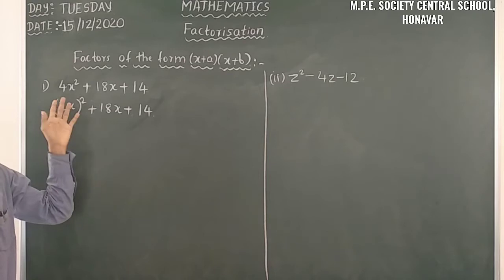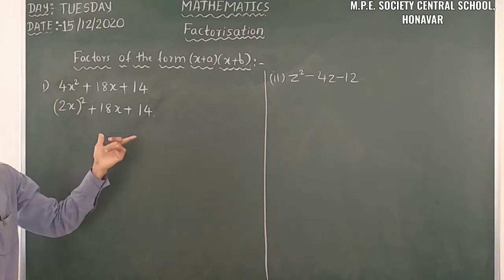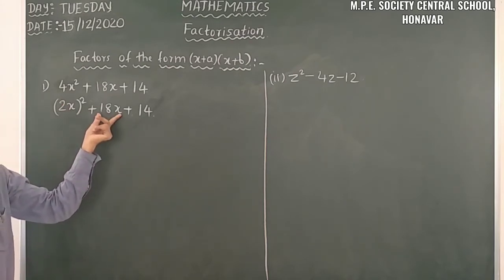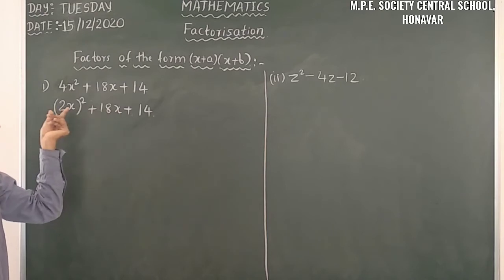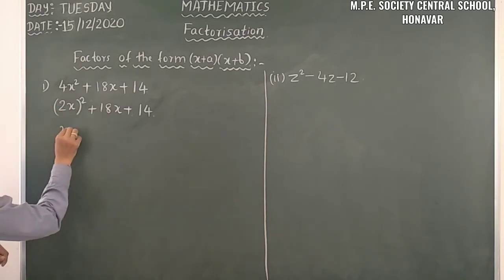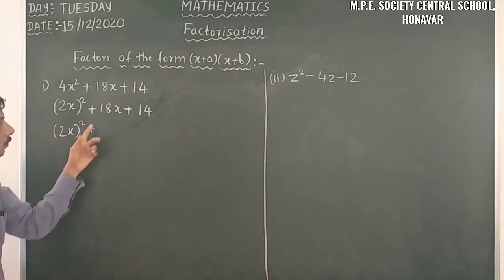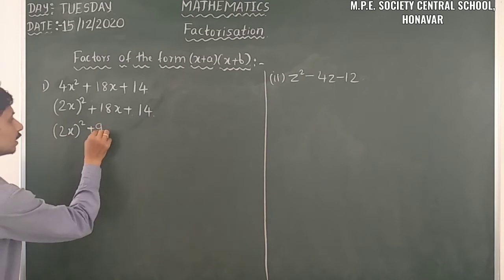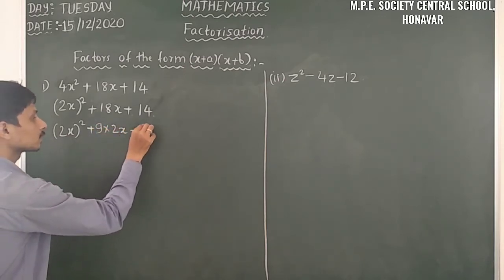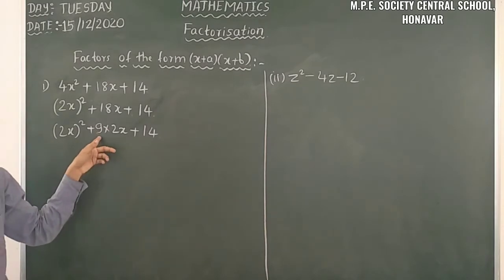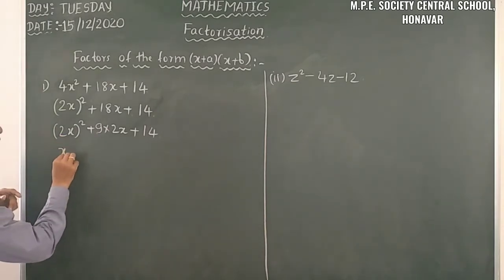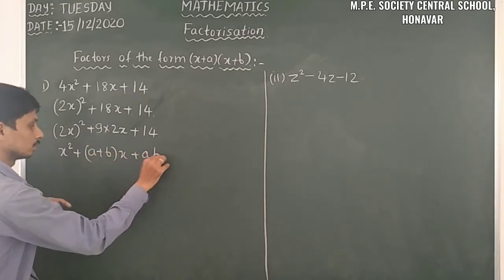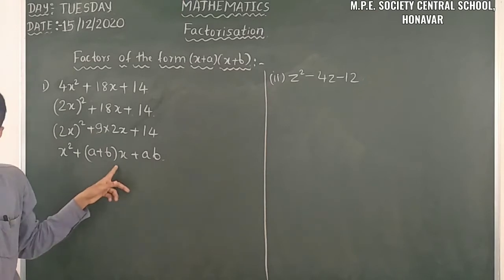Then here we have 2x as the x value. Already we know that x plus a into x plus b format we have to write here, but in place of x we have 2x. So we have to write this in the form of multiplication with the 2x. Just write like this: 2x whole square plus, when you take out 2 from 18, what happens? It is 9 into 2. So let's take 9 into 2x plus 14. It is in the form of x square plus (a plus b) into x plus ab. This format we have here.